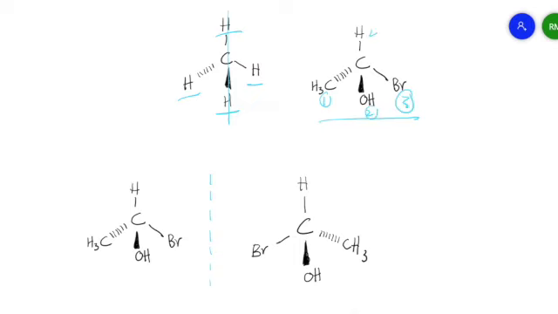Whereas for a molecule like this, you can see that there are 4 different groups bonded here, right? There's a hydrogen, a bromine, an alcohol group, and a methyl group bonded to the main carbon, meaning that this carbon is chiral. And to represent chirality, we use an asterisk, like this. This means that this carbon atom is chiral, and hence this molecule will have 2 optical isomers.